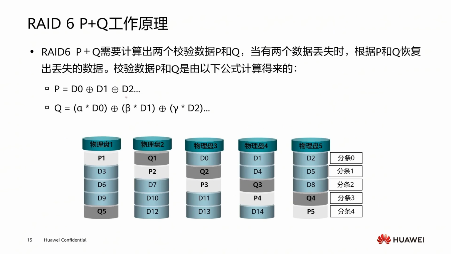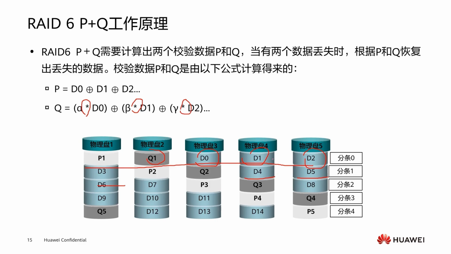When RAID 6 uses P+Q parity, P and Q are 2 independent parity values, and they use different algorithms. User data and parity data are distributed on all hard drives in the same stripe. As shown in the figure, P1 is obtained by XOR operation on stripe 0, where D0, D1, D2 are located. P2 is achieved by XOR operation on stripe 1, where D3, D4, D5 are located.